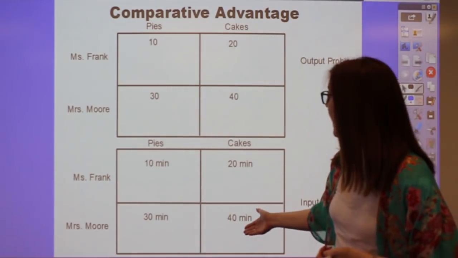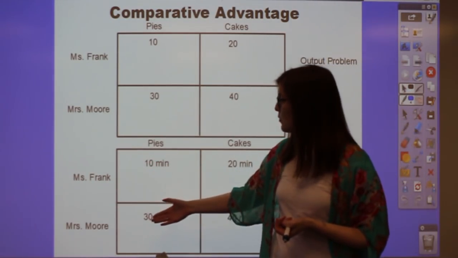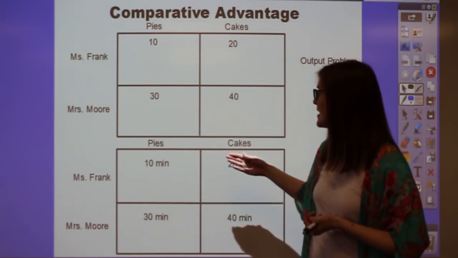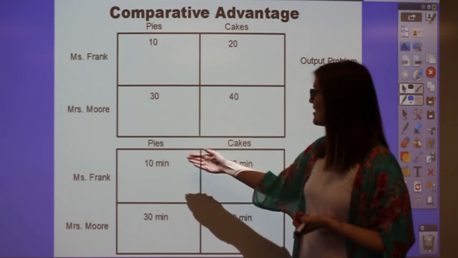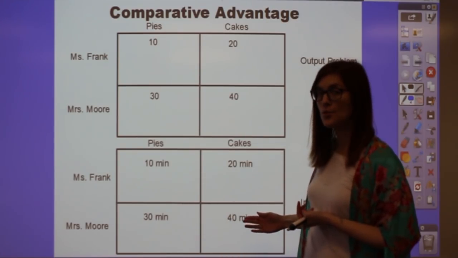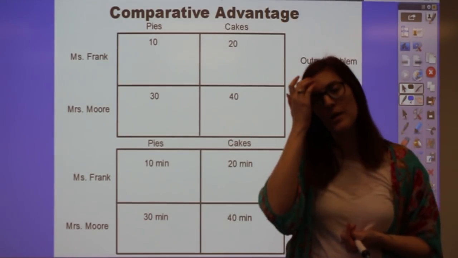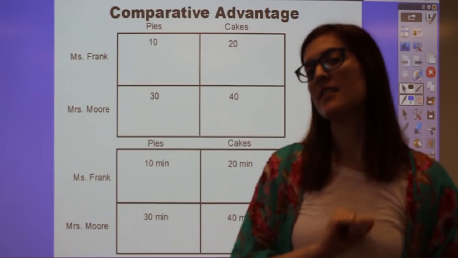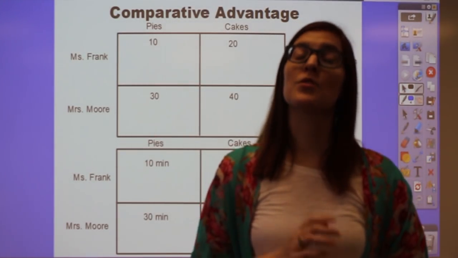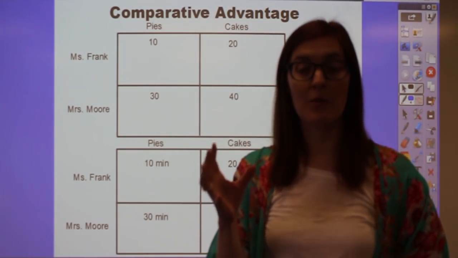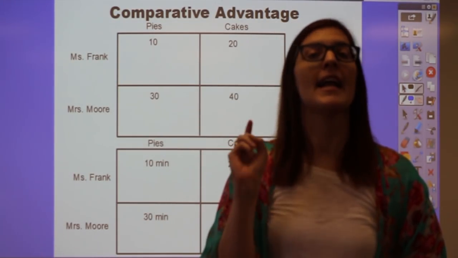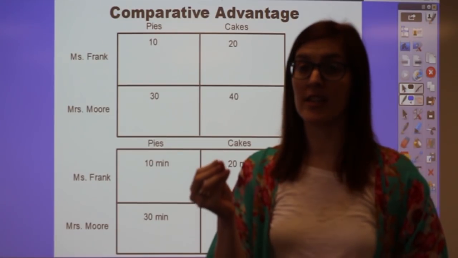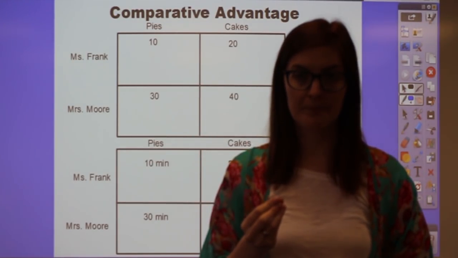So down here, I have Miss Frank and Mrs. Moore making pies and cakes in the time it takes them to make one pie and one cake. So what's changing is time, the resource. What's fixed is the one pie and one cake that they can make. Perfect example of an input problem. And the most common AP resource that we see is time. The other ones I've seen, though, are acres of land and labor units. You see those changing. It is an input problem.